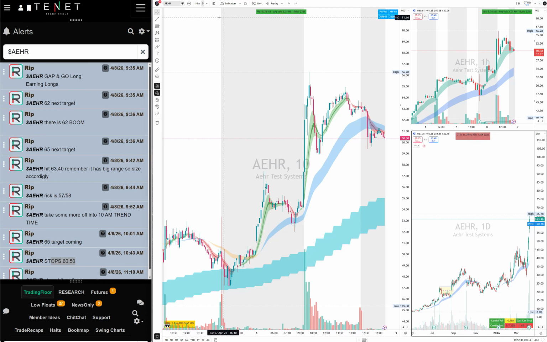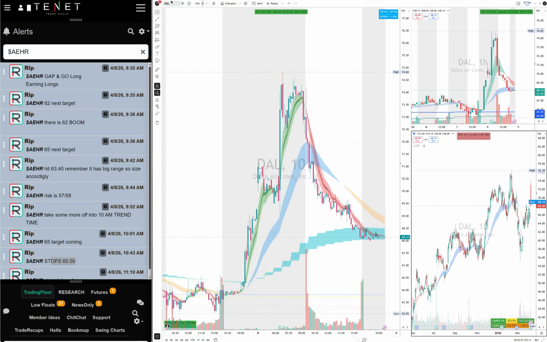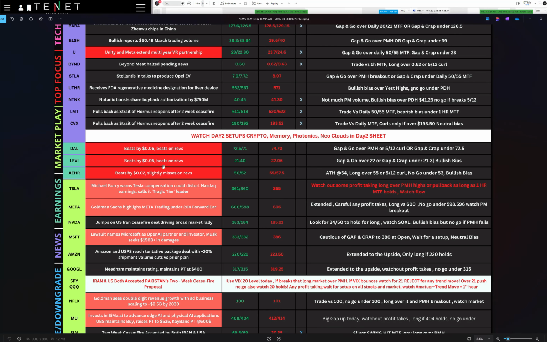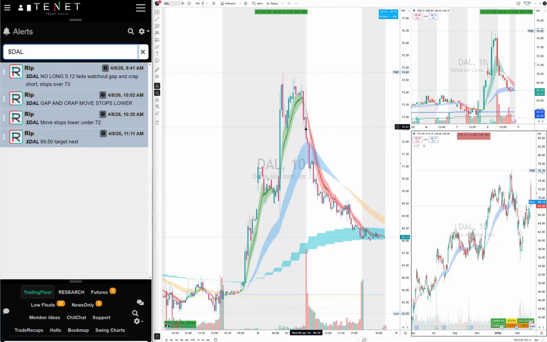Earnings setup. All right, so the next setup we're going to look at is DAL, Delta Airlines, not Dell. Delta Airlines, also a running play. You see I highlighted it as a red. Gap and go over pre-market highs, gap and crap under 72. As soon as I see it breaking the 512 cloud, I tell the traders do not long it. Gap and crap, put the stops at 73.